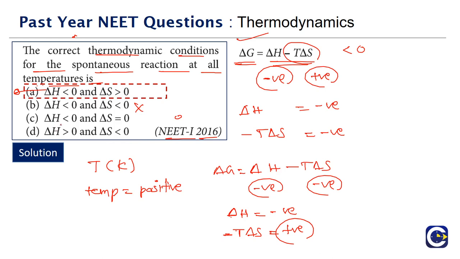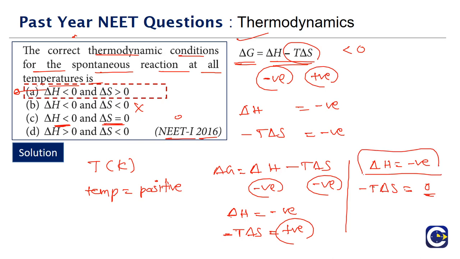What about option C? Option C is saying delta H is negative and delta S is 0. See, delta H is the first term, it's negative. The second term is minus T delta S. Since delta S is 0, the second term is 0. So here also temperature will not play a role. Since the first term is negative, del G will always be negative. So we'll see that option C.